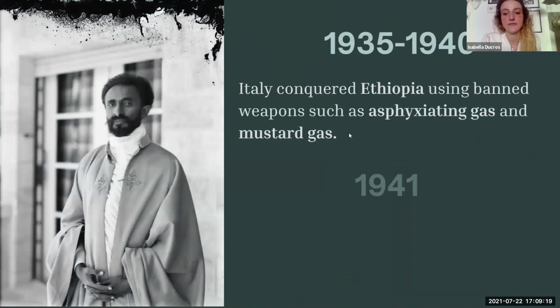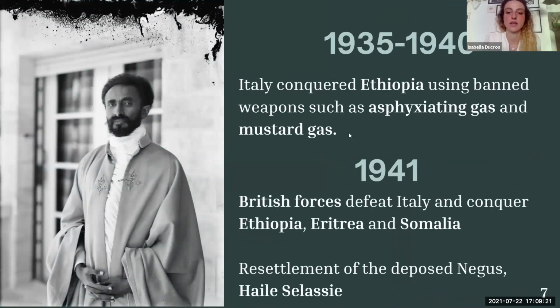From 1935 to 1936, Italy conquered Ethiopia using banned weapons such as asphyxiating gas and mustard gas. In 1941, British forces defeat Italy and conquer Ethiopia, Eritrea, and Somalia, establish a protectorate and the resettlement of the deposed Negus Haile Selassie.